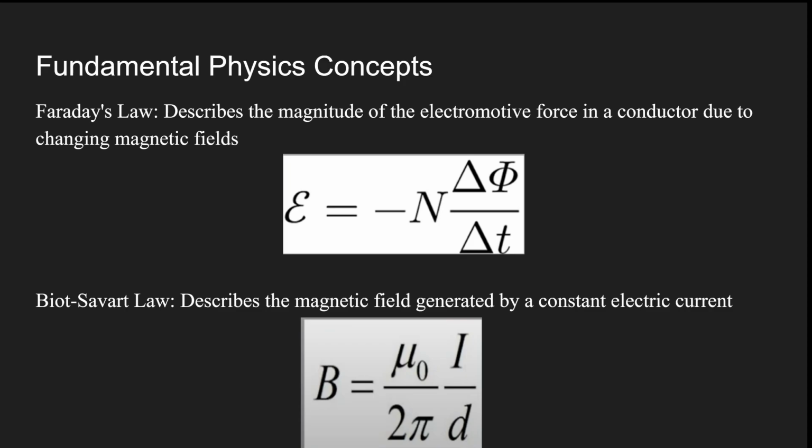The second principle is Biot-Savart's law, represented by the equation here. This law helped me to understand how the induced current in the tube generated its own magnetic field. This field interacted with the falling magnet, creating a force opposing its motion. Together, these laws explain the magnetic braking effects I observed.